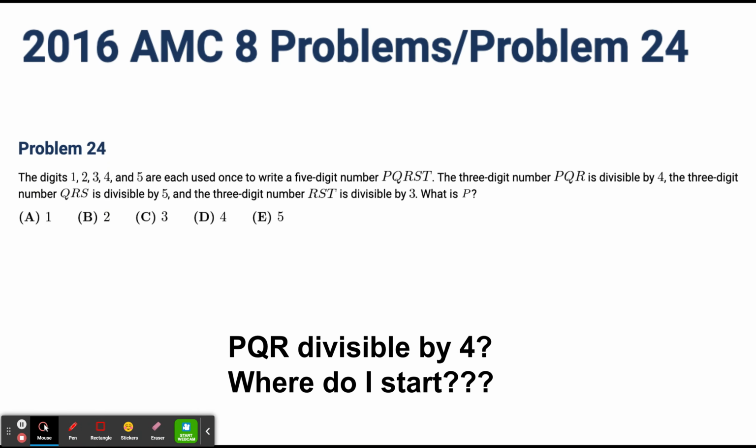When we solve AMC or other math competition questions, division problems often come across as a challenge. Let's take the 2016 AMC 8 problem 24 as an example. We see that PQR is divisible by 4, QRS is divisible by 5, and RST is divisible by 3. Given this information, I don't even know where to start, but not with the knowledge of divisibility rules.